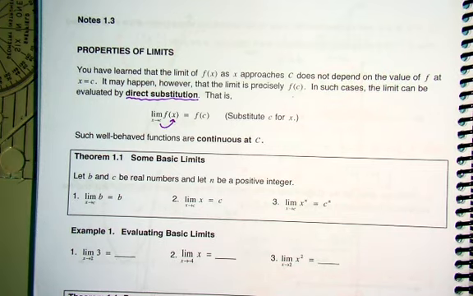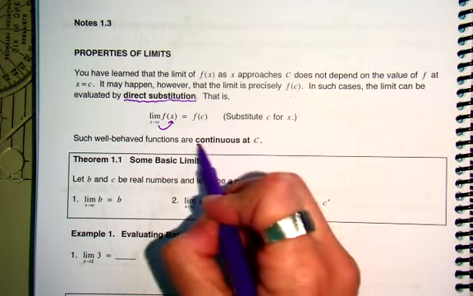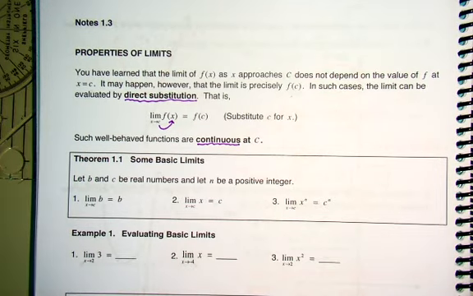Such well-behaved functions, and that's what we're going to call them because they're nice and well-behaved, have to be continuous at c. We're going to talk about the definition of continuous, but it really is just what you would think. It means that it continues right through that point. There are no holes, no asymptotes, no crazy weird jumps or skips or anything like that. Okay? So basically, let's go through some basic limits.